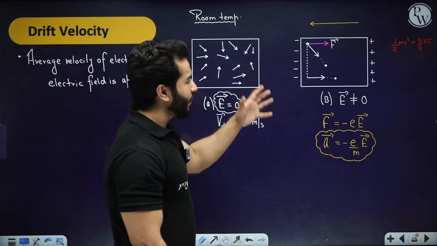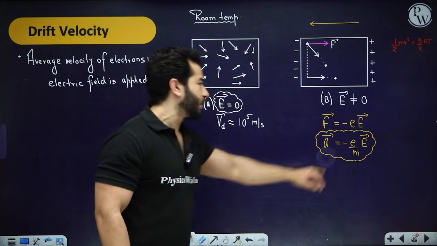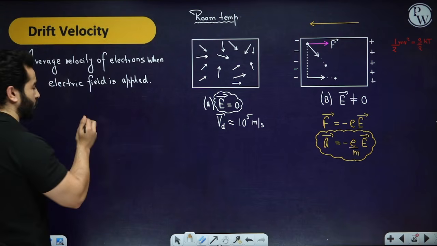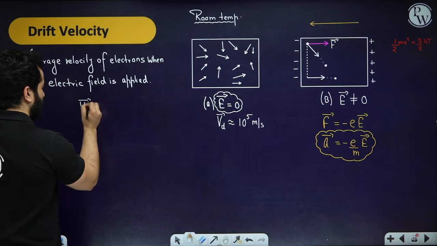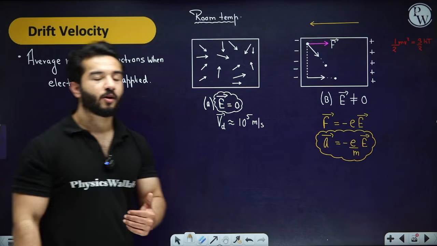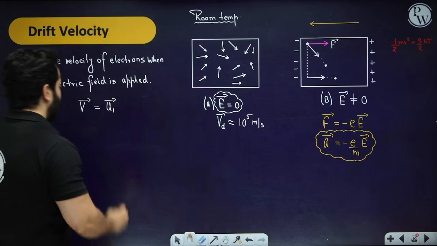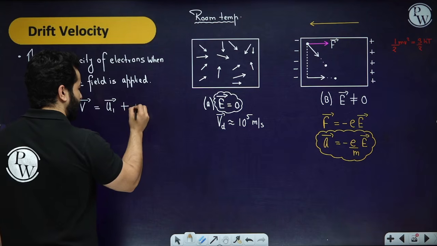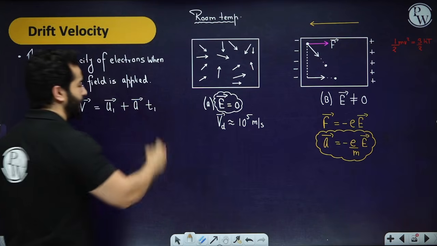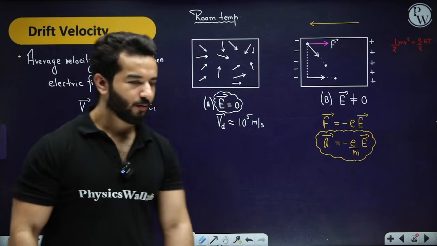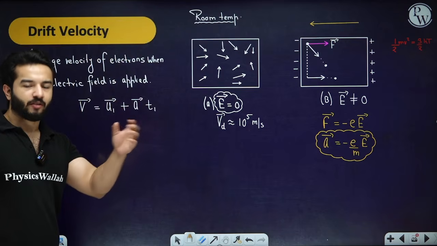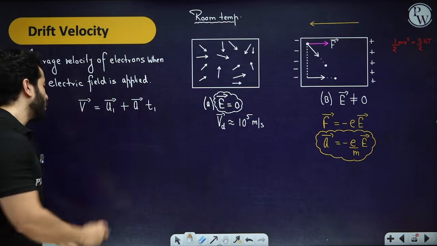So if I apply some basic kinematics over here, let's suppose I am applying basic kinematics for one of the electrons. Let's suppose its initial velocity was u1. That means when there is an electric field, it experiences an acceleration of a, and it collides after a time t1 with some other particle, right? The velocity with which it collides is written as v1.